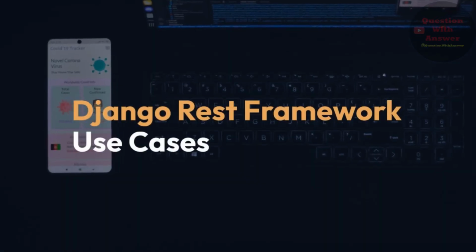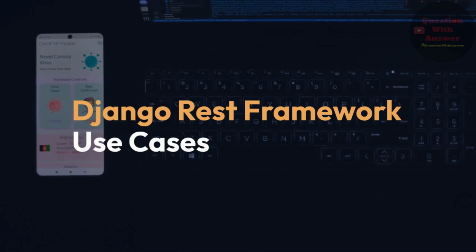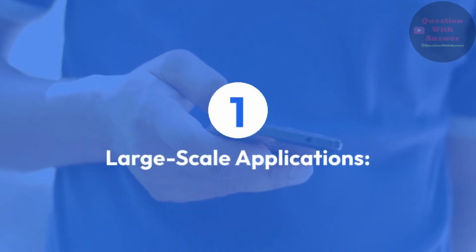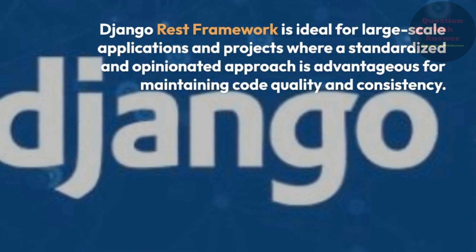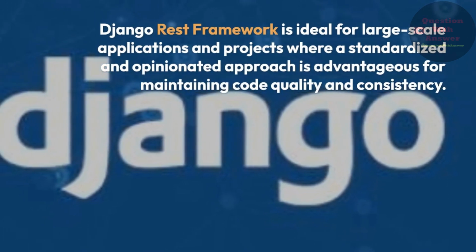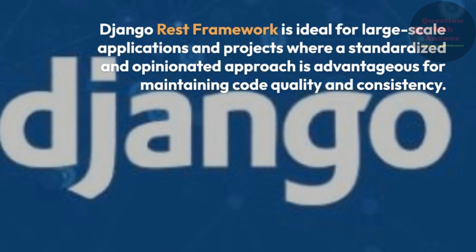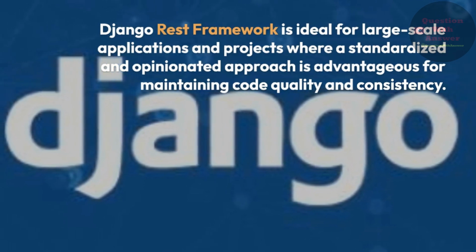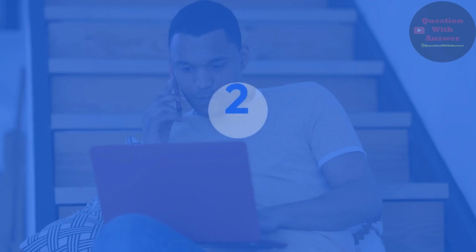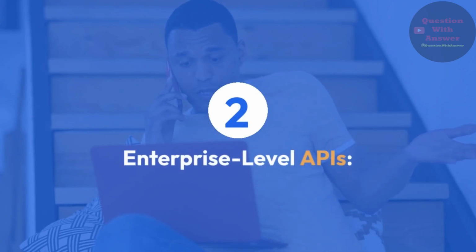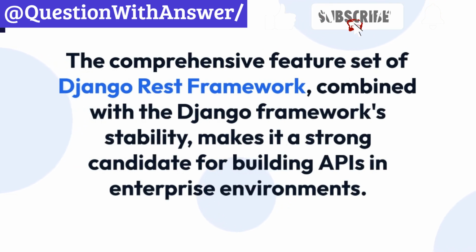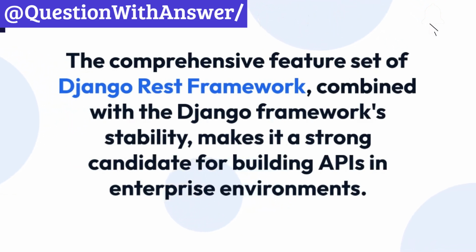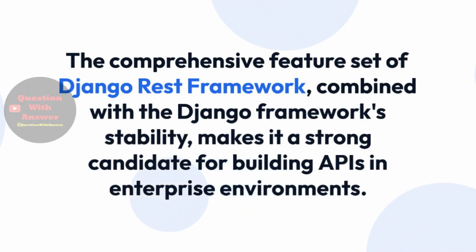Django Rest Framework use cases. 1. Large-scale applications. Django Rest Framework is ideal for large-scale applications and projects where a standardized and opinionated approach is advantageous for maintaining code quality and consistency. 2. Enterprise-level APIs. The comprehensive feature set of Django Rest Framework, combined with the Django framework's stability, makes it a strong candidate for building APIs in enterprise environments.